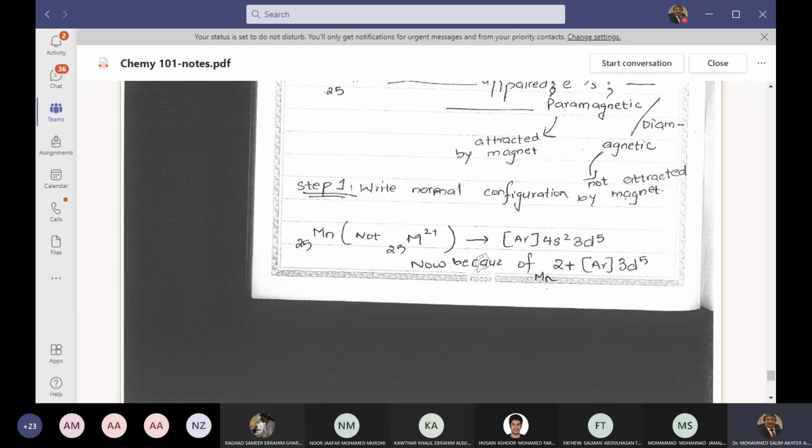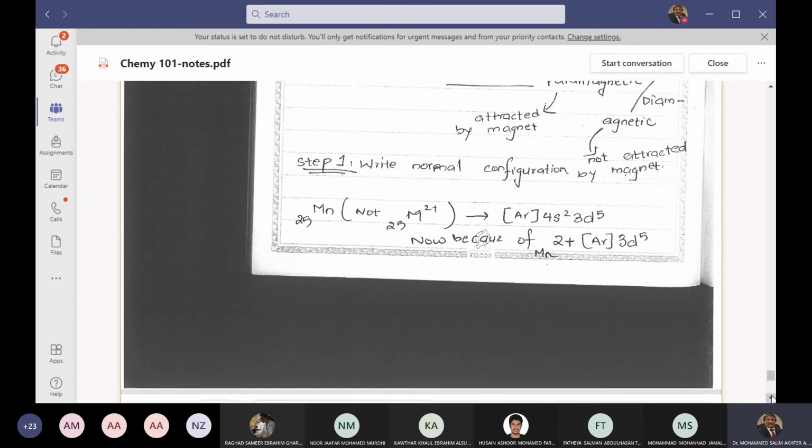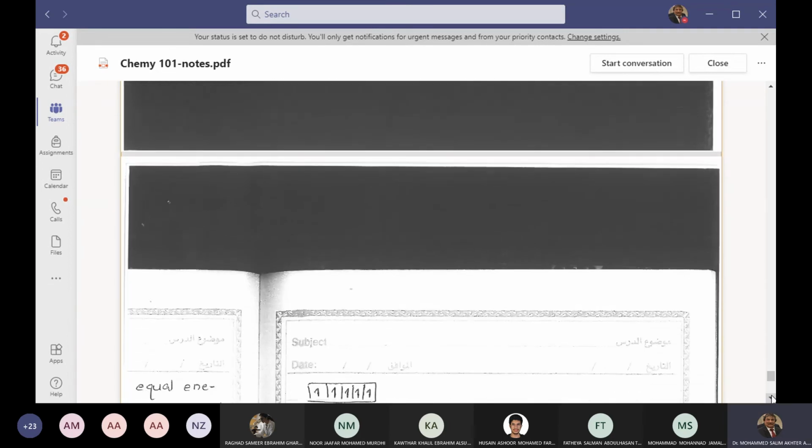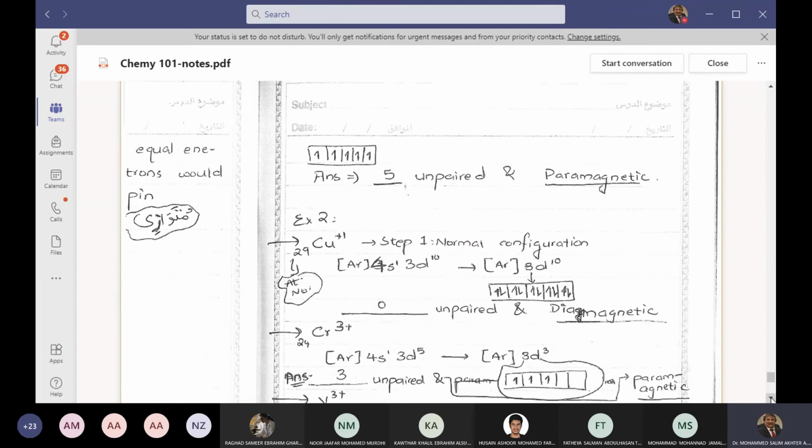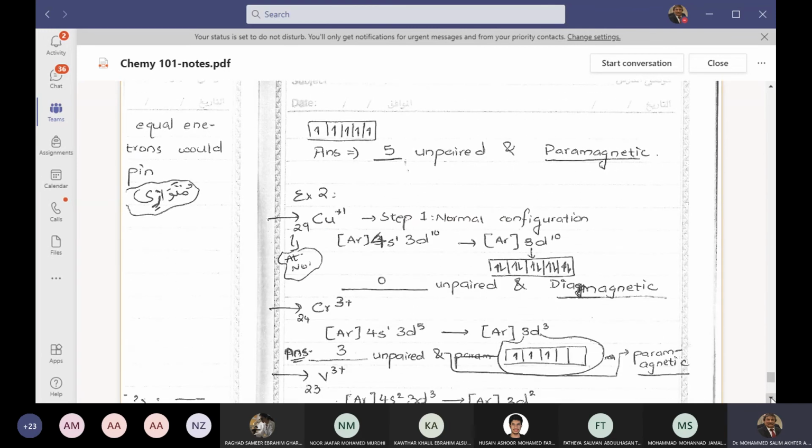3. When you have 3, how would you write 3? 1 here, 1 here, 1 here. How many unpaired electrons? 3. Para or dia? Para. So this is how you solve it, my friend. One more example.